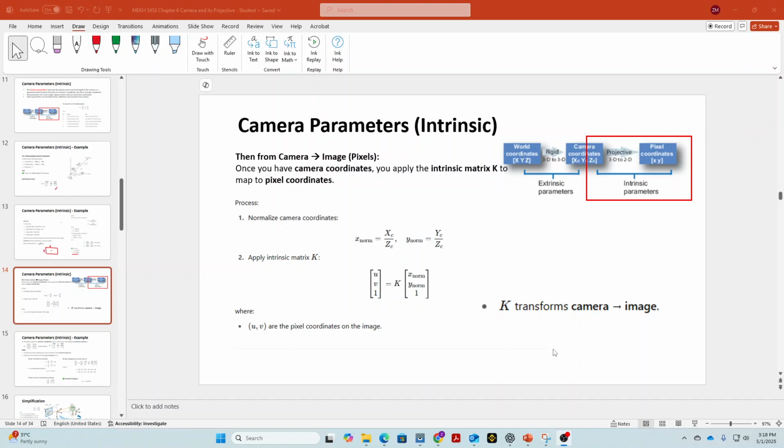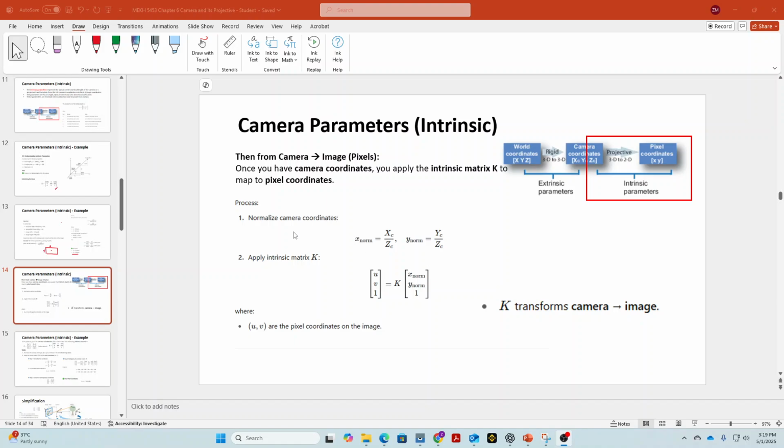Then after you have all this information, you can map the image from the camera coordinates to pixels on the sensor itself. Once you have the camera coordinates, you apply the intrinsic K. We're going to learn about the K matrix to map to the pixel coordinates on the sensor. Of course, on the sensor we have only 2D, x and y.